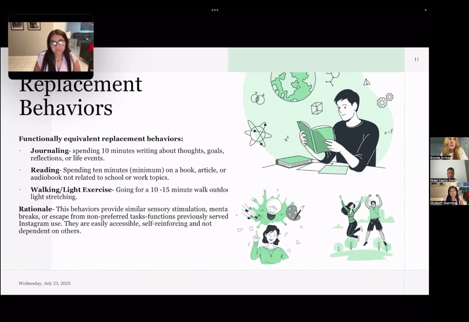The rationale is that these behaviors provide similar sensory stimulation, and they provide mental breaks or escape from non-preferred activities, but they are not the target behavior. They are easily accessible and self-reinforcing, which is very important.